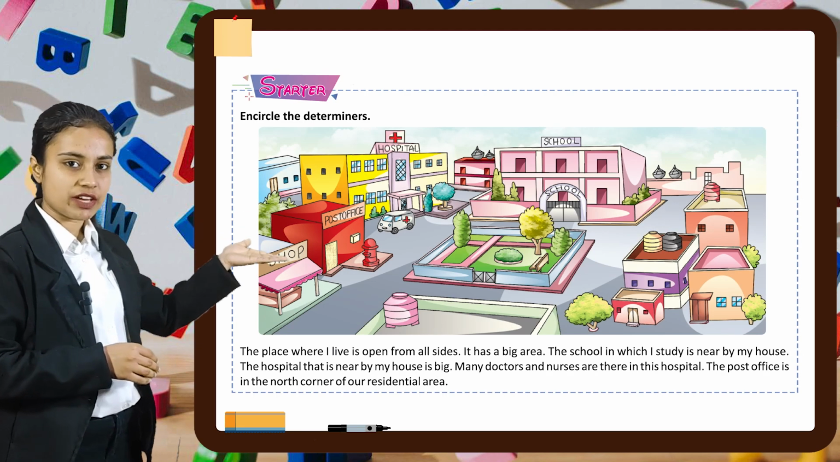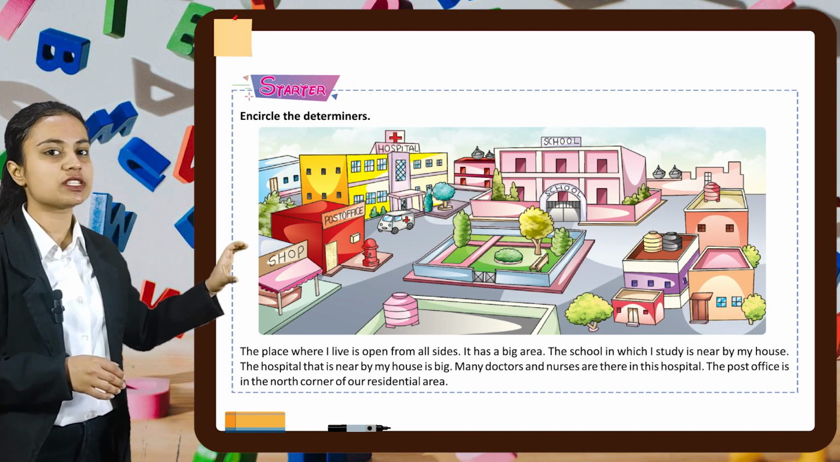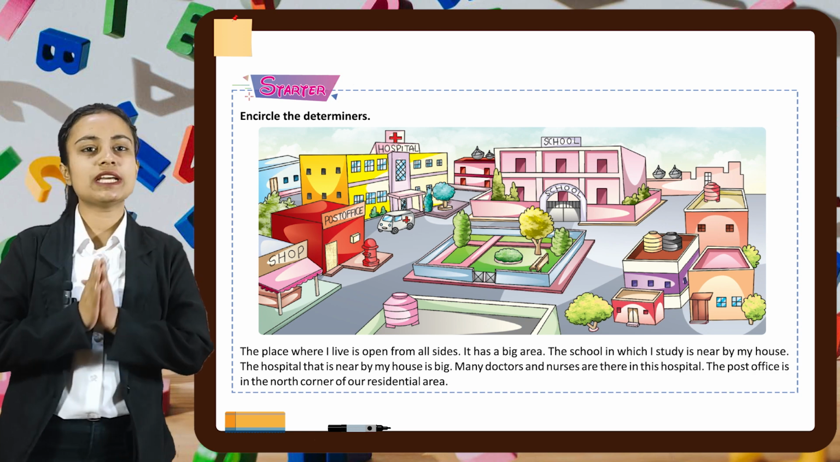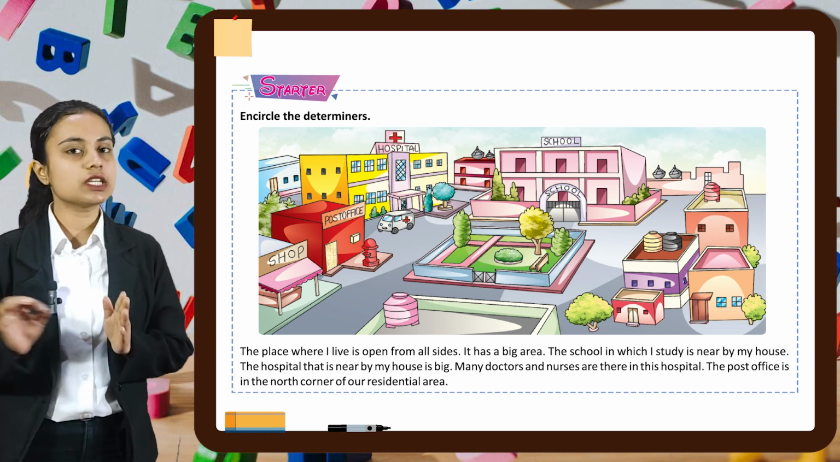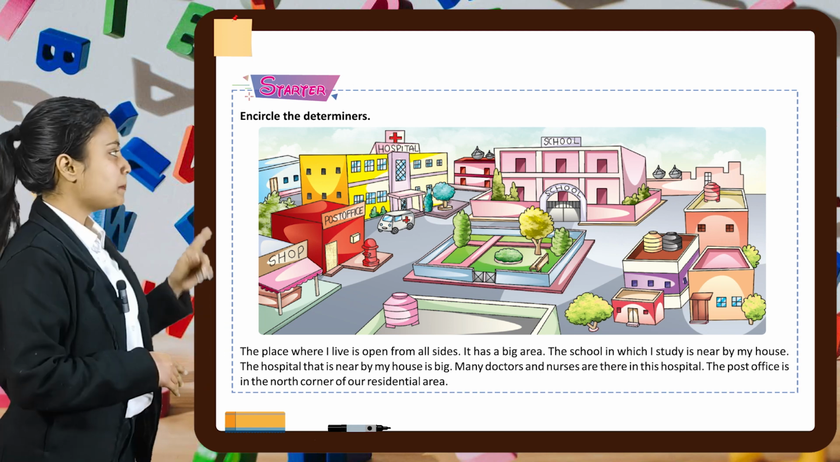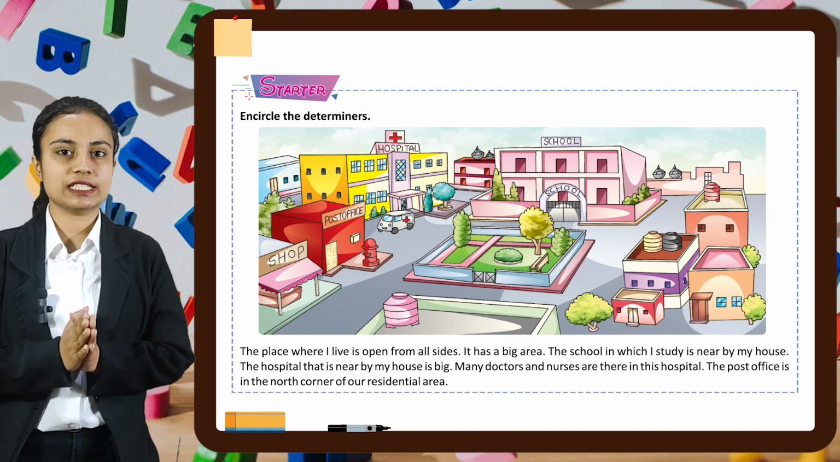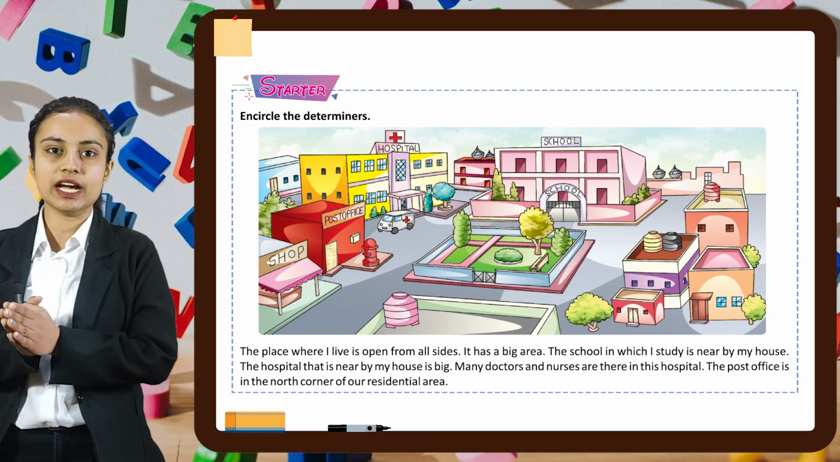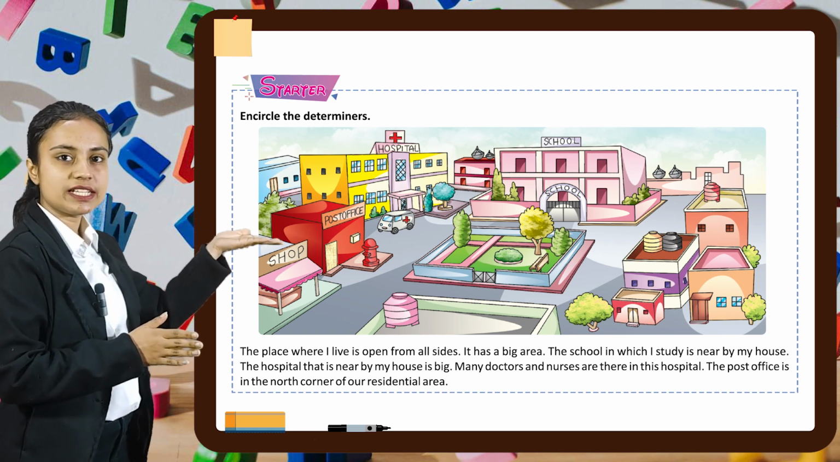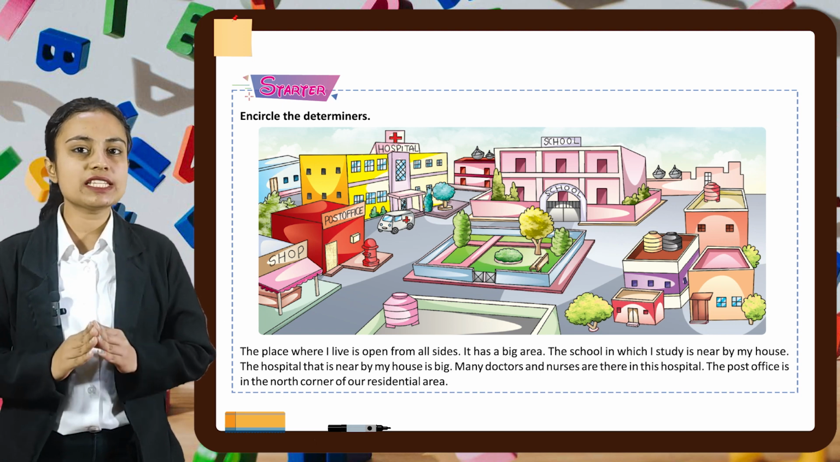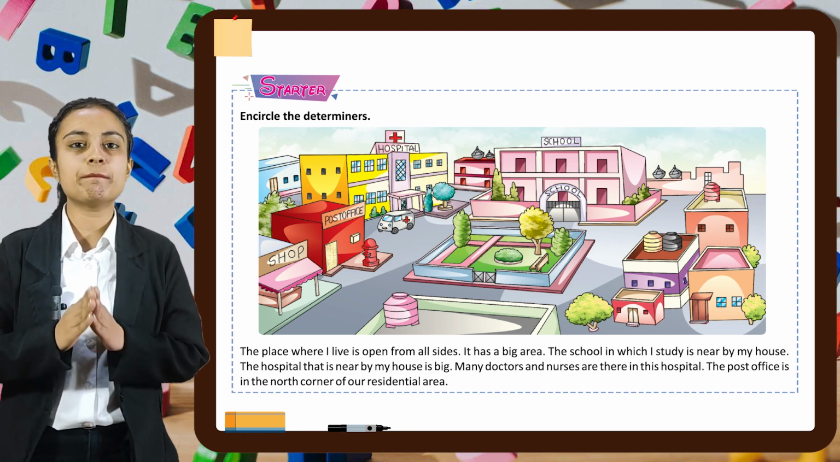Here a picture is given and some description of the picture is also given. In that we have to encircle the determiners. So let's read the sentences and circle the determiners together. The place where I live is open from all sides. It has a big area. So a in this sentence is a determiner. We will encircle it.